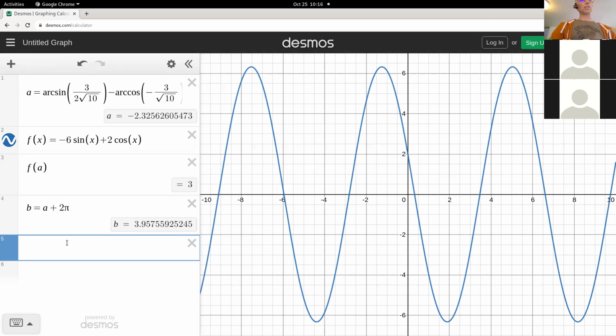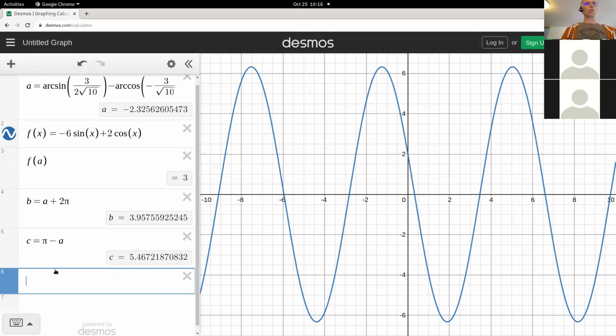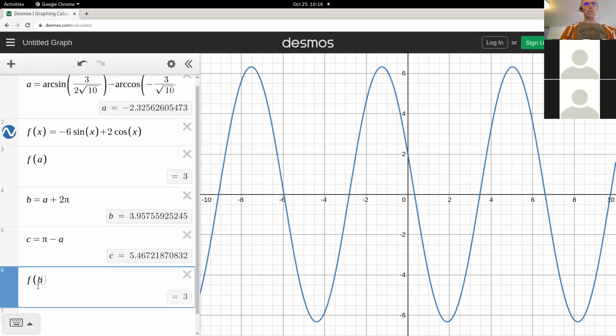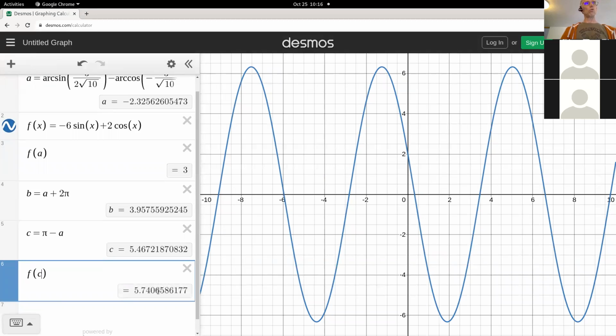And then, or maybe not, let's see, the other solution is pi minus that. Let's see what that one looks like. Let's call this one C. Anytime we're working with just a straight sine with period 2 pi, the other solution was always pi minus the first one we find. So pi minus A gives me 5. Okay, yeah, so that one is bigger. So the first positive solution should be 3.96. The second one should be 5.47. And then we should double check with our function: f of B should be 3, and it is. And f of C should also, oh, I got a mistake there.